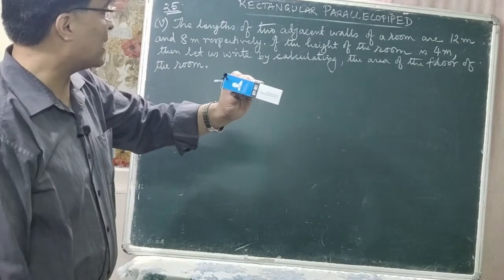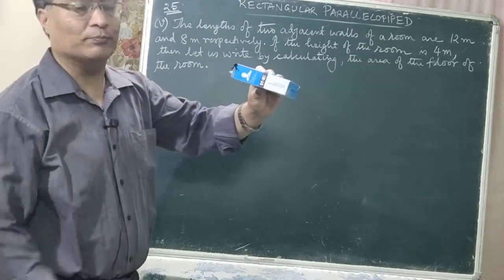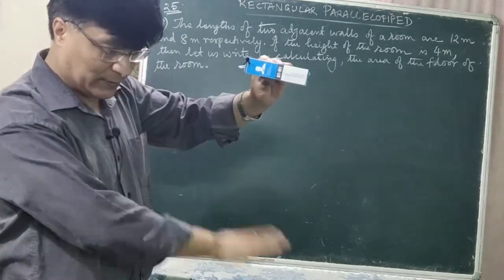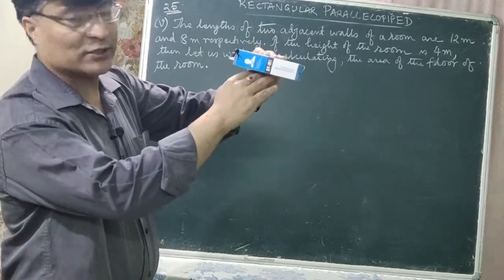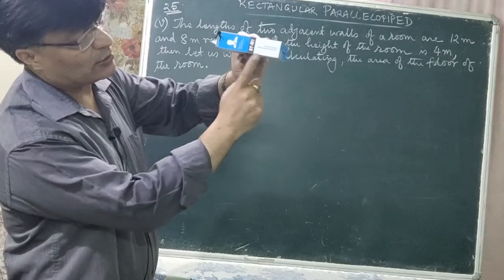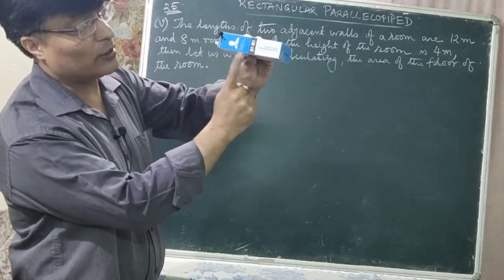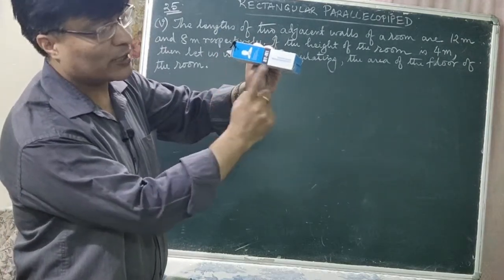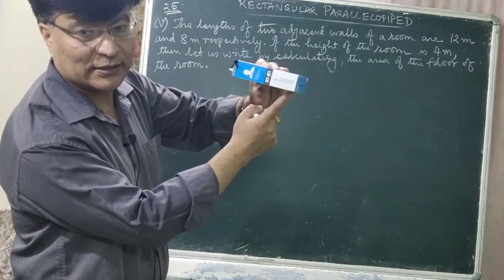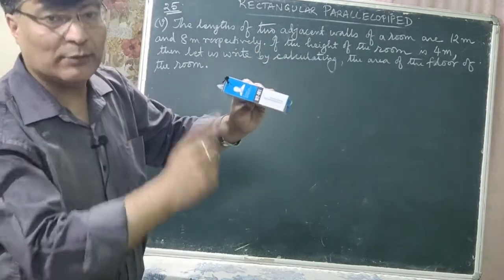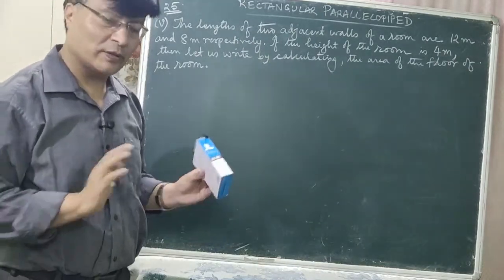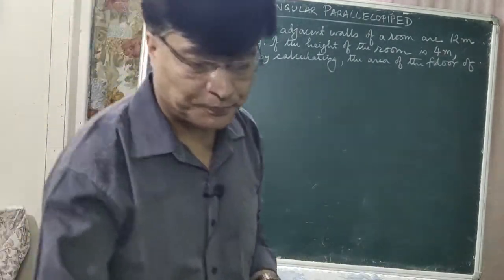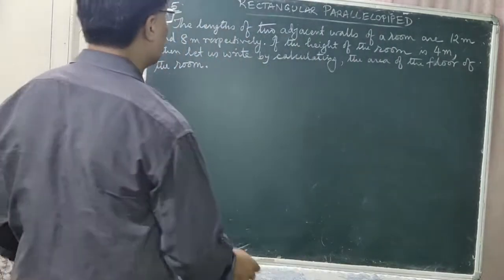So let us start by calculating the area of the floor of the room. This is the floor of the room. We will find the area of this floor. This comes in a rectangular shape, isn't it? This floor is of rectangular shape. So what is the area of the rectangle? That is your length into breadth. That is length into breadth will give you the area of the floor of the room. Is that clear to all of you? So let us do it.